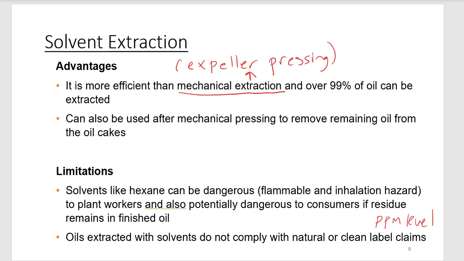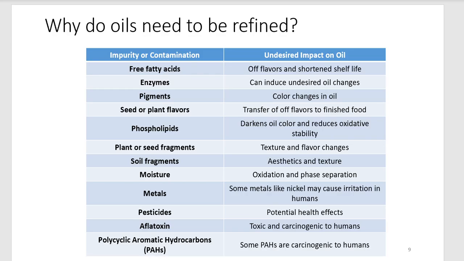Okay, we learned about two main extraction methods and we obtain crude oil from these extractions. Now the next step is refining. So the question is, why do oils need to be refined? Impurities and contamination can introduce negative quality, safety and stability traits into the oil. In this table, you see impurities or contamination from soil in the first column and also the undesired impact on oil in the second column.